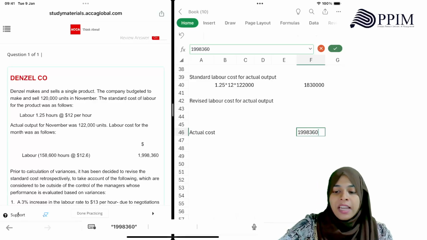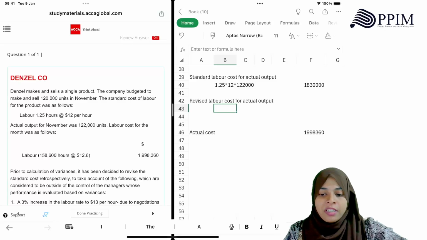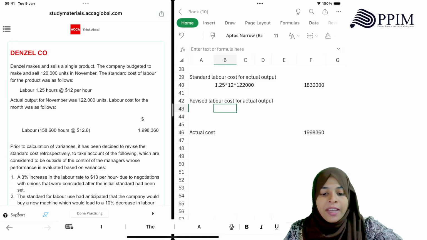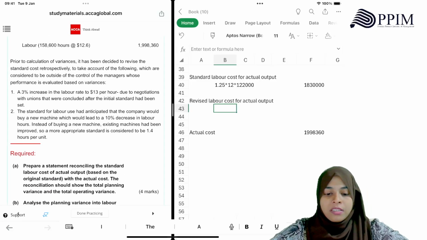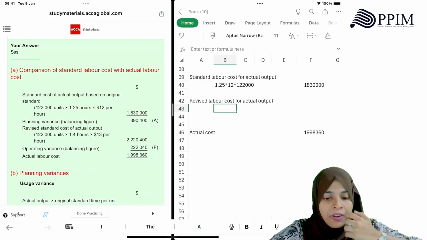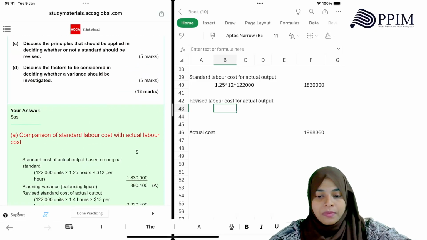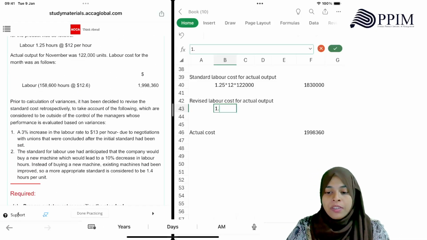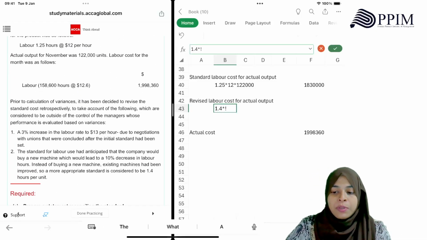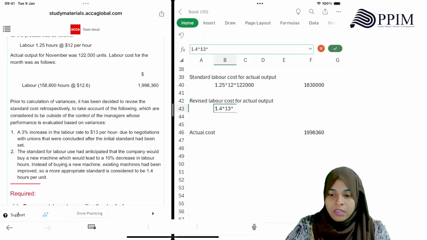What is the revised standard? According to the revision, the revised rate was 13. The revised time was what? How many hours? 1.4. Revised time is 1.4. They told us to take 1.4. So 1.4 hours per unit into 13 per hour, and you're making. So what was your revised cost?